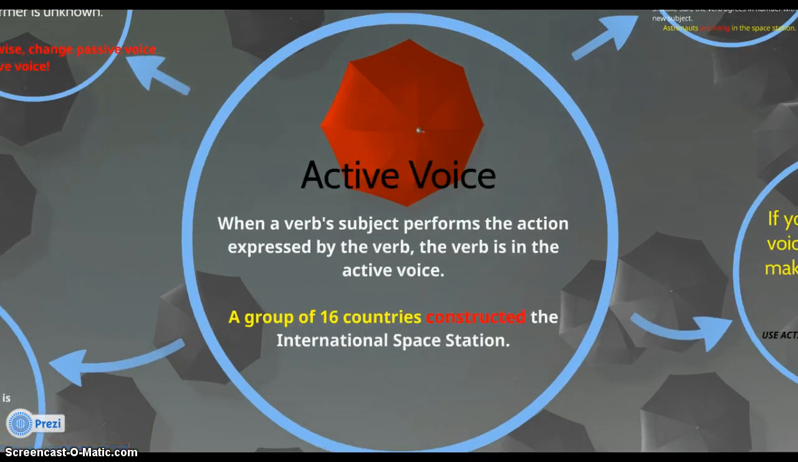Active voice means a verb's subject performs the action expressed by the verb. Look at the example sentence. A group of 16 countries constructed the International Space Station. The verb constructed is an action verb. It's being done by this group of 16 countries. So a subject, the group of 16 countries, is performing the action expressed by the verb. This makes this an active voice verb.